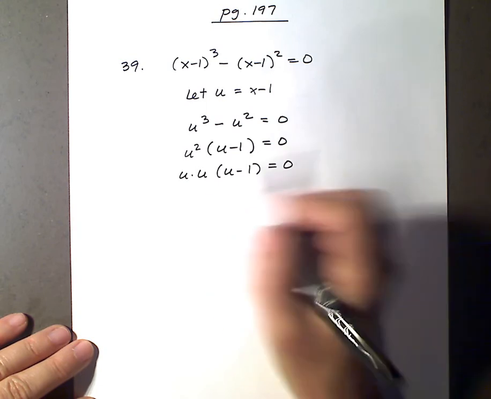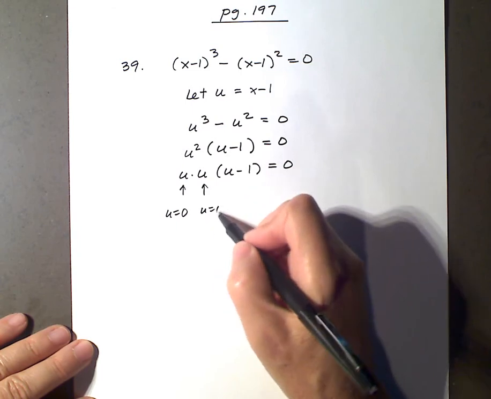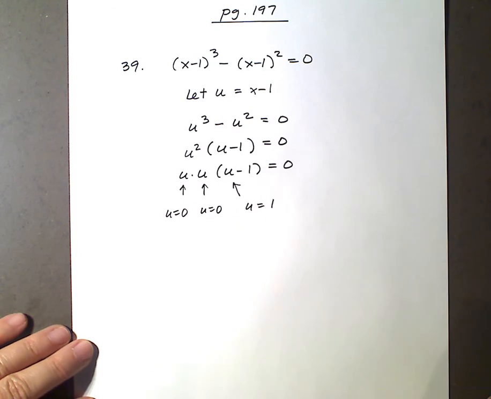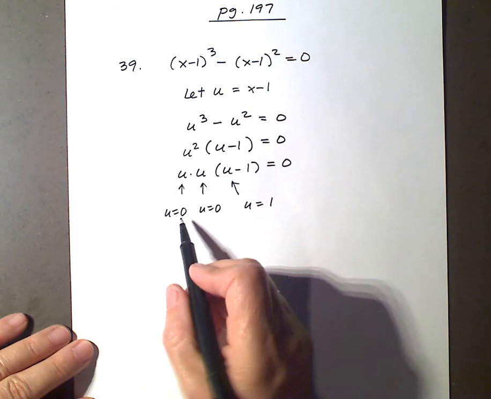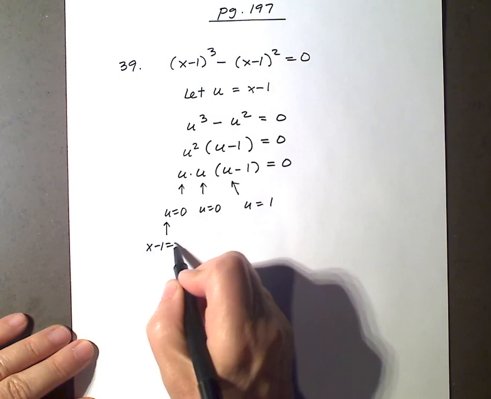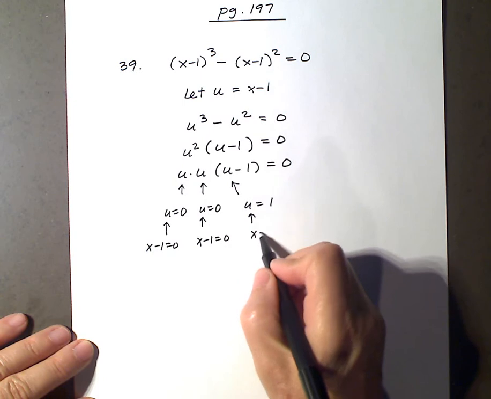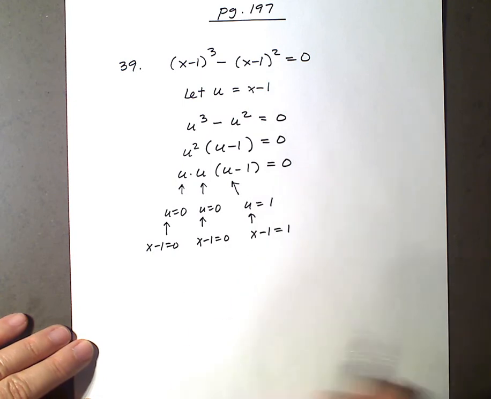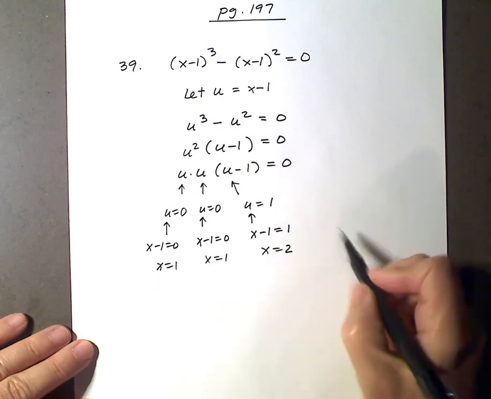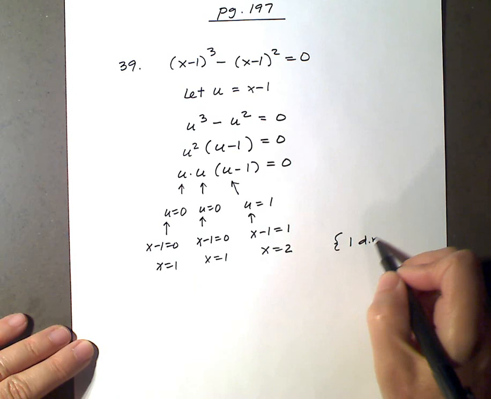So there's going to be three roots. u is equal to 0, u is equal to 0, or u is equal to a positive 1. Either of those will make that equation true. Now I'm going to substitute back what u is. Temporarily, u is representing x minus 1. So I'm going to say x minus 1 is 0, x minus 1 is 0, or x minus 1 is 1. So solving, I get x is 1, or x is 2. So that means my solutions are 1 twice as a double root and positive 2.